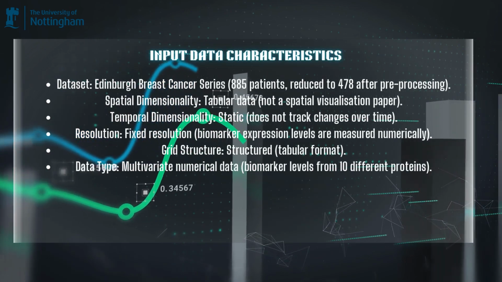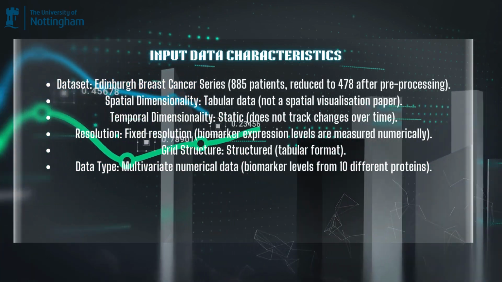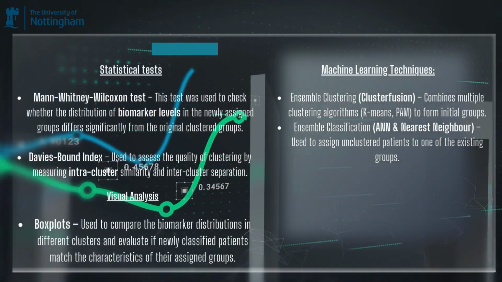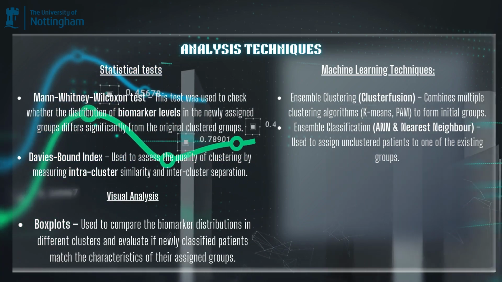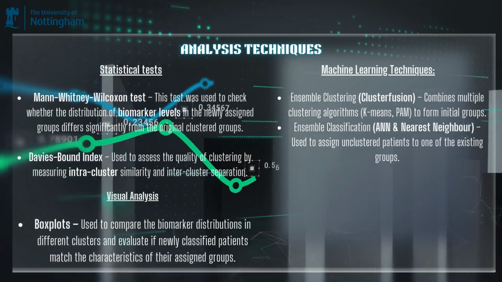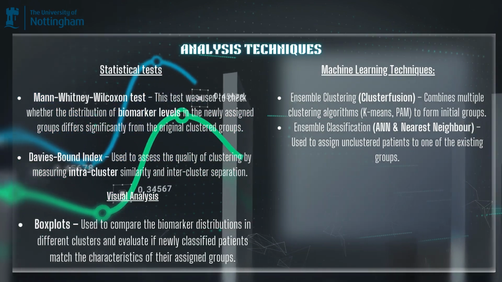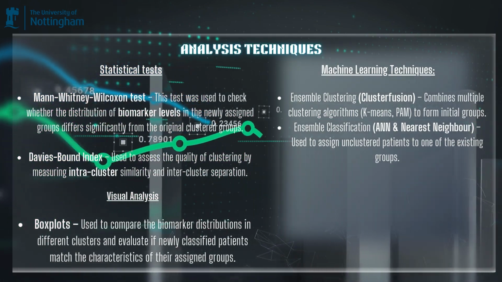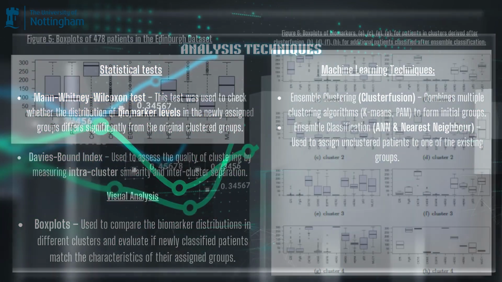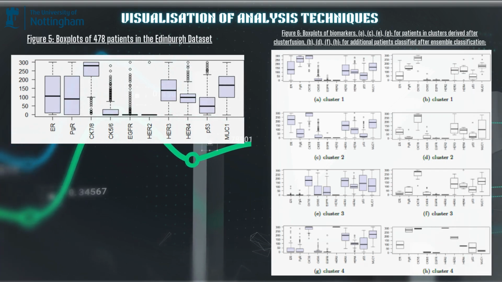The data is tabular, static, structured, and contains multivariate biomarker levels from 10 proteins. The pipeline was evaluated using statistical analysis for cluster quality, box plots for visual comparison of biomarker distributions, and machine learning techniques for enhanced patient assignment through clustering and classification. This is a visual of the analysis techniques used within the research.